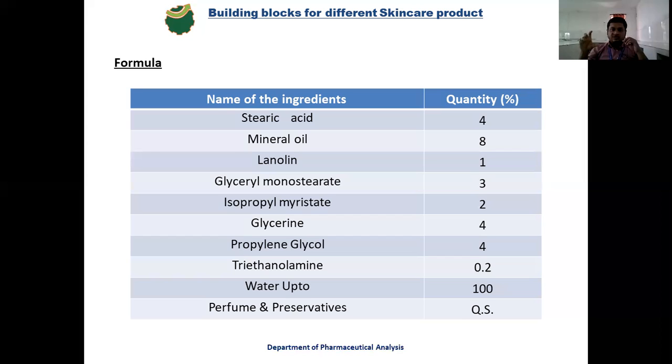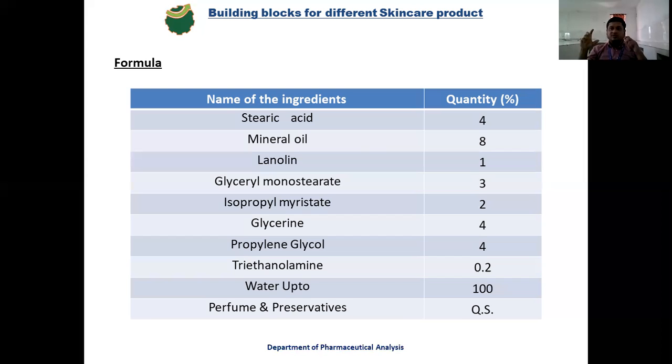Okay, now what is in my first beaker? In that aqueous phase I'll have water, glycerin, propylene glycol. Okay, what will be in my oil phase? Stearic acid, mineral oil, then lanolin, glycerol monostearate, and isopropyl myristate. Okay, so both these beakers I have to heat.